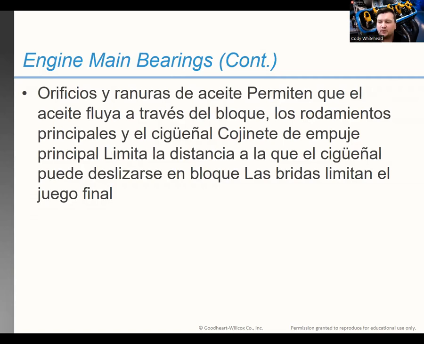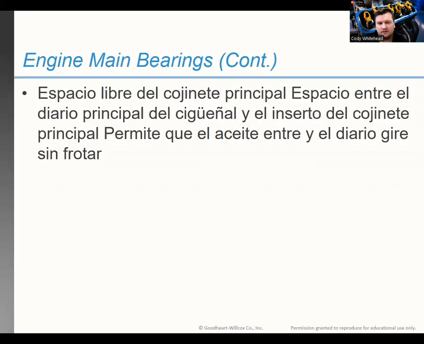Oil holes and grooves allow oil to flow through the block, main bearing, and crankshaft. The main thrust bearing limits the distance the crankshaft can slide in the block. Flanges limit end play. The thrust bearing is so the crankshaft can't move forward and back. This is very important in a manual transmission car, because when you push the clutch in, it wants to push the crankshaft forward. So your main thrust bearings are very important in a manual transmission car. They usually are what wears out after a while.